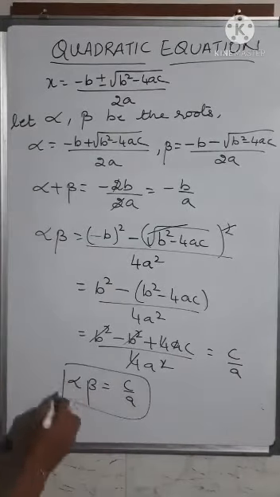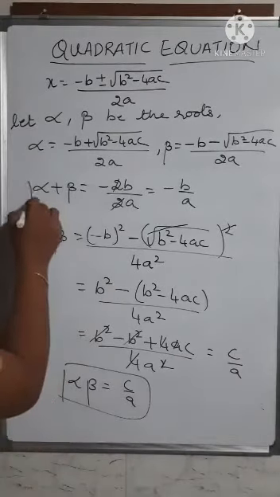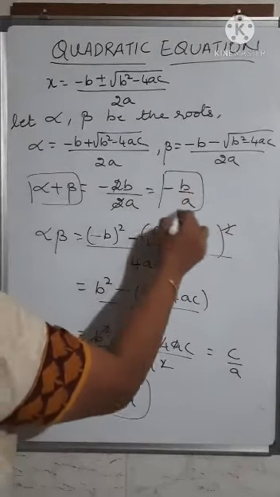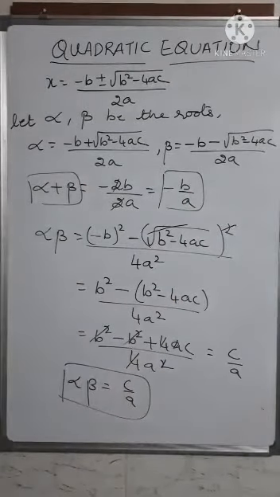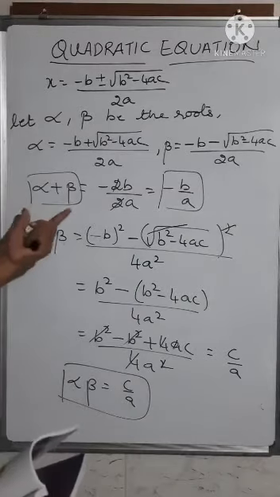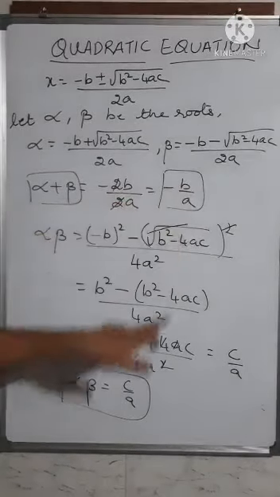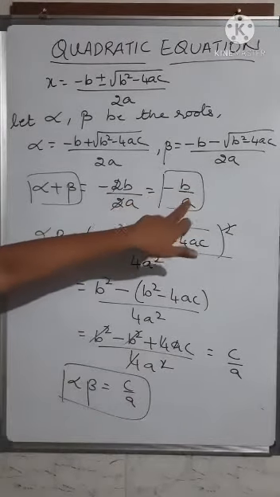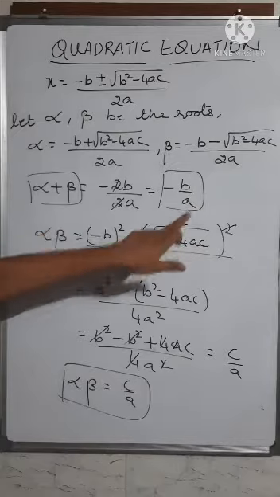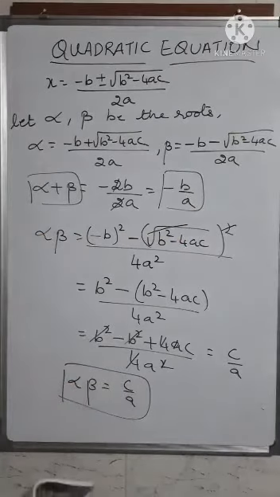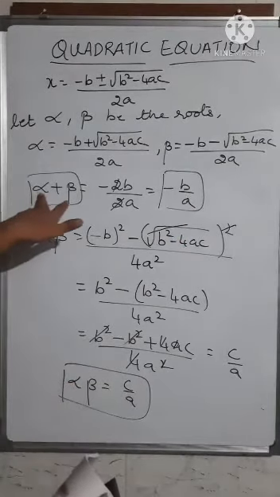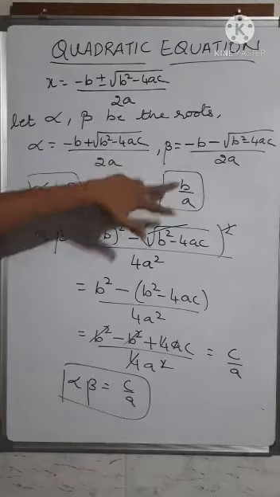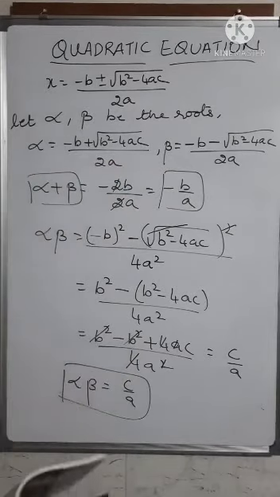So alpha plus beta is equal to minus b upon a, and alpha into beta is equal to c upon a. This is the relation between the roots of the quadratic equation and the coefficients of the quadratic equation. b is the coefficient of the second term, a is the coefficient of the first term, and c is the constant. So alpha and beta are the roots of the quadratic equation, and these are the coefficients. So this is the relation that you have got.